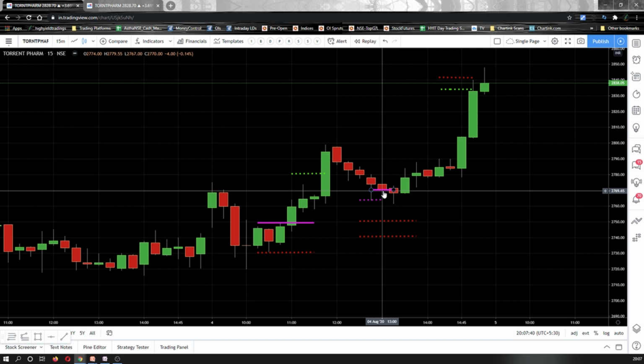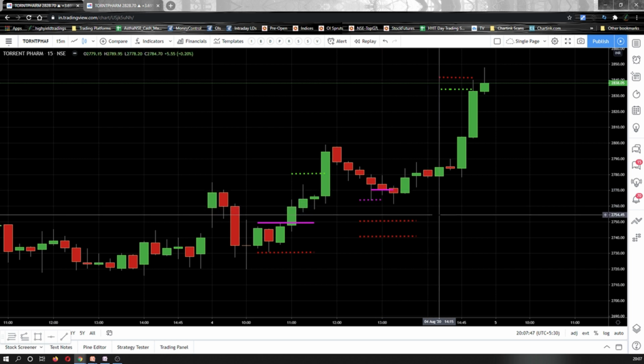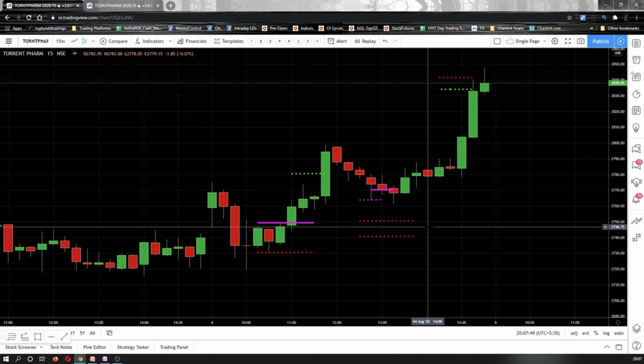Now comes the stop loss. Where should I keep the stop loss? Now, the technicals that I follow suggested a stop loss at around 2746 or 47, somewhere here. Which comes within the range of the 1% of the script price, right? So the script price is 2800, so we can keep a stop loss of around 28 to 30 points.